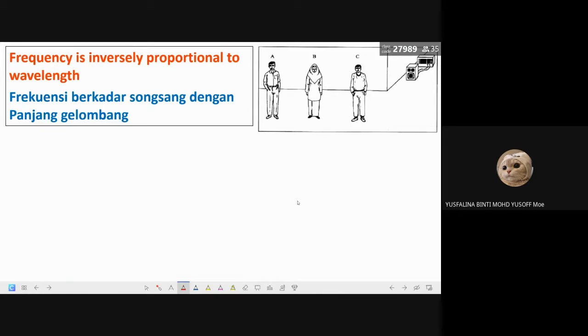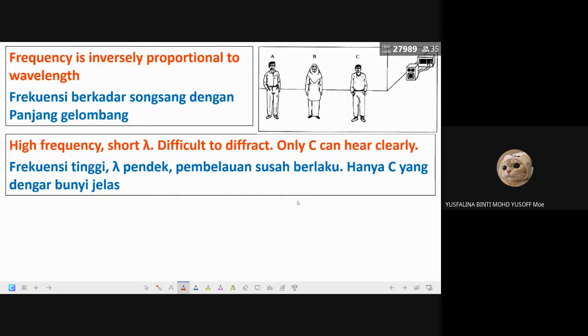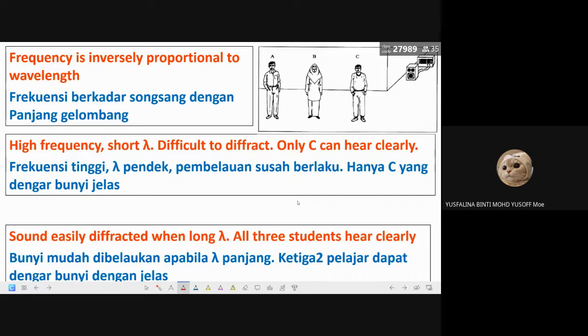So this is the reason. The frequency is inversely proportional to wavelength, based on v = fλ. With high frequency, the wavelength is short, so it is difficult to diffract, and only C can hear. Sound will easily diffract when the wavelength is long, so all three students can hear clearly.